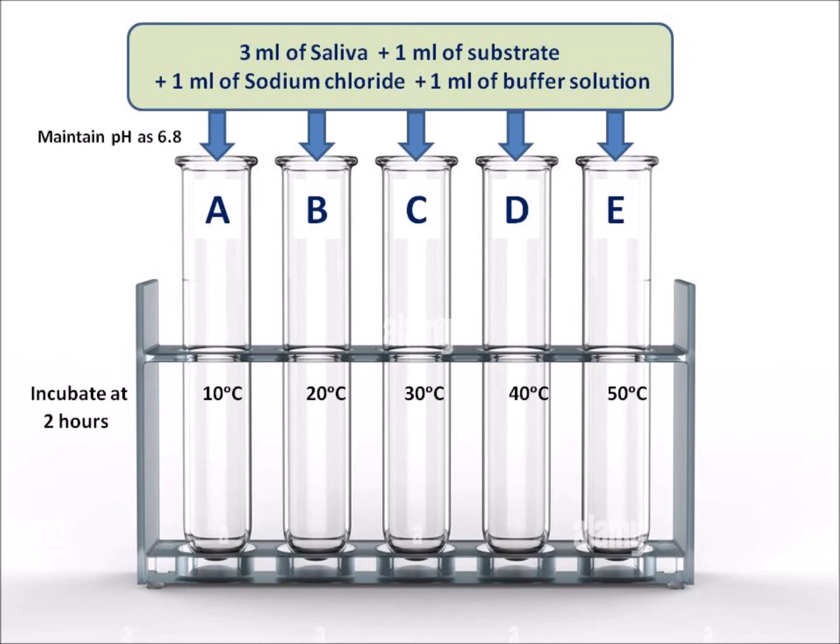Take 5 clean test tubes, mark them as A, B, C, D and E. Into each test tube, add 3 ml of saliva, 1 ml of substrate, 1 ml of sodium chloride and 1 ml of buffer solution. pH should be maintained at 6.8. Then incubate these 5 test tubes at 5 different temperatures, that is 10 degrees Celsius, 20, 30, 40 and 50 degrees Celsius respectively for 2 hours.